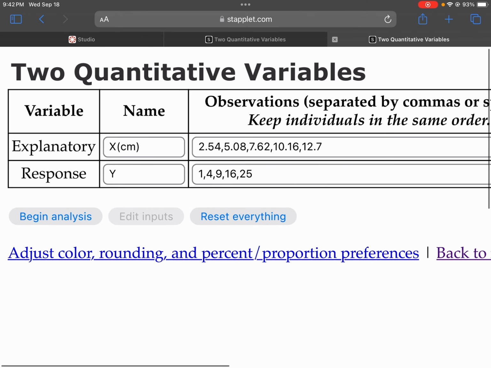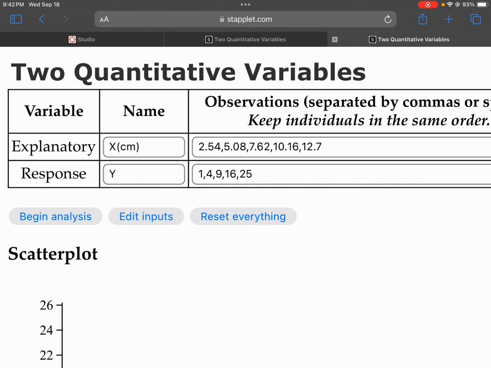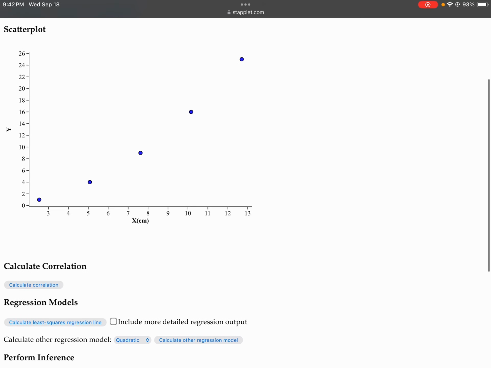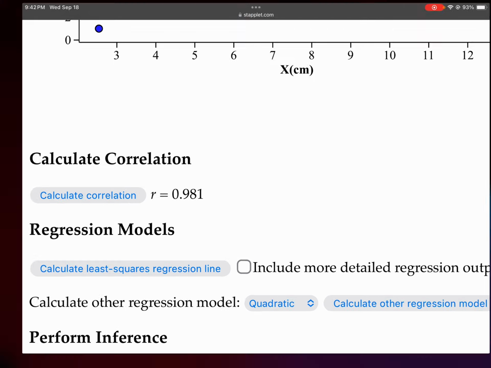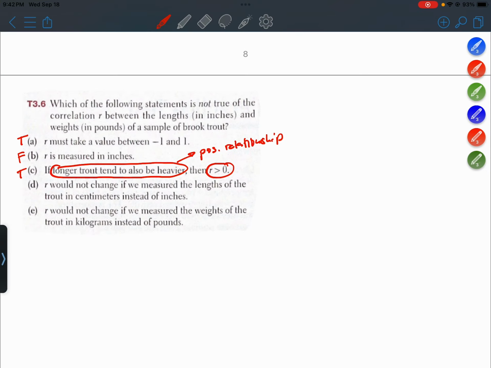We're not adjusting the y values at all, just the x values. Here's our analysis. Here's the correlation. It is the exact same. It's 0.981. So again, because correlation is a unitless number, it doesn't matter what units we measure the variables in. So R would not change. That is true. It did not change.